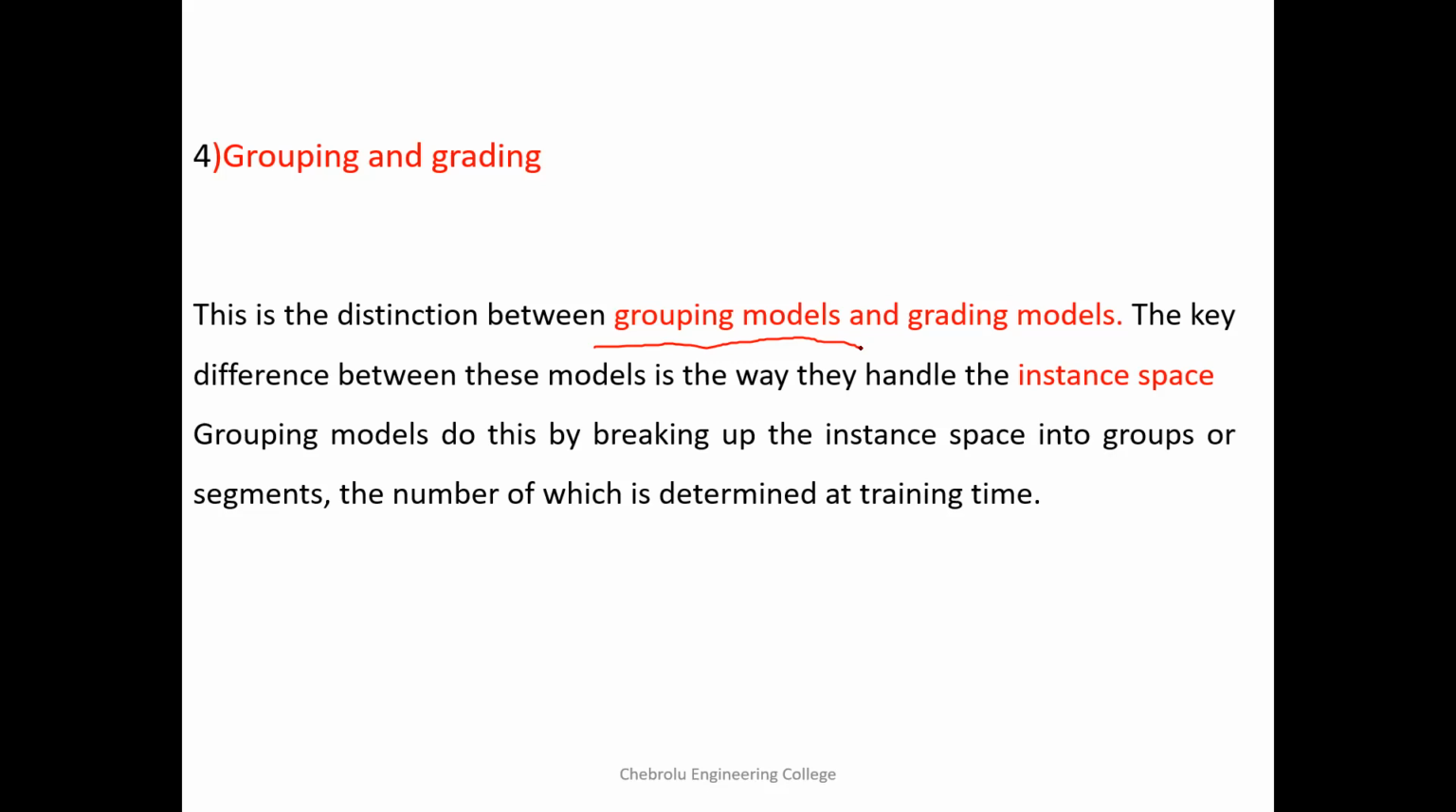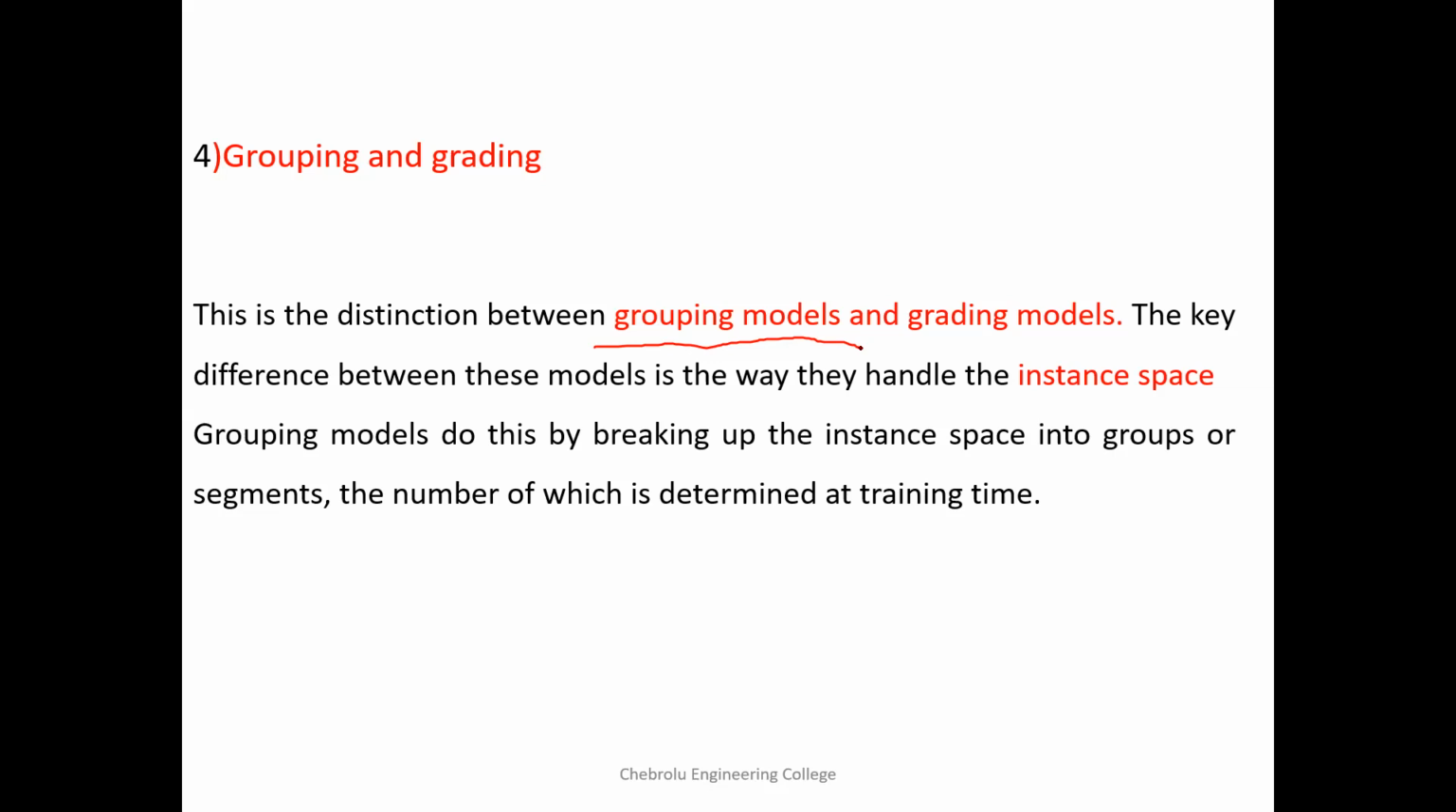This is called grading. But both are used in models, right? The key difference between these models is the way they handle the instance space. Grouping models do this by breaking up the instance space into groups or segments, the number of which is determined at training time.